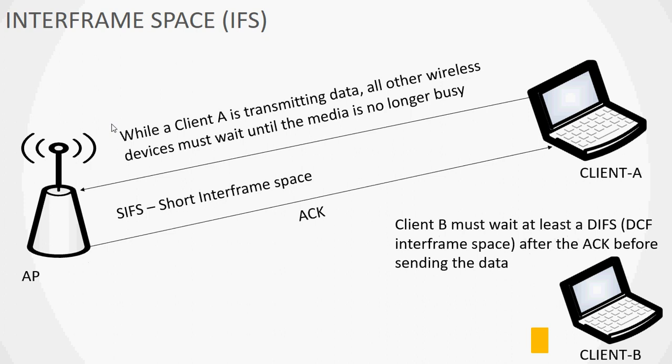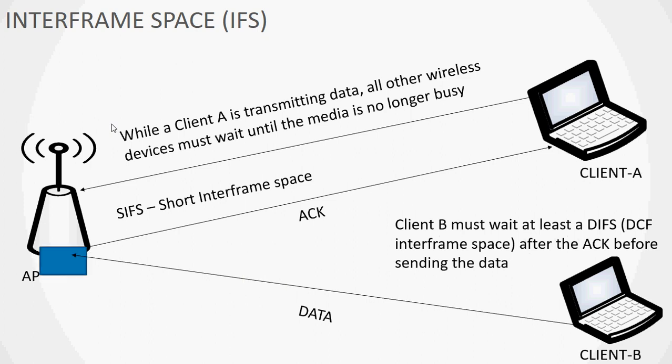DIFS means distributed coordination function interframe space. Client B will wait until that time before sending the data. Once that time expires, it will send the data. This spacing is used to prevent any type of collision. So this is known as interframe space.